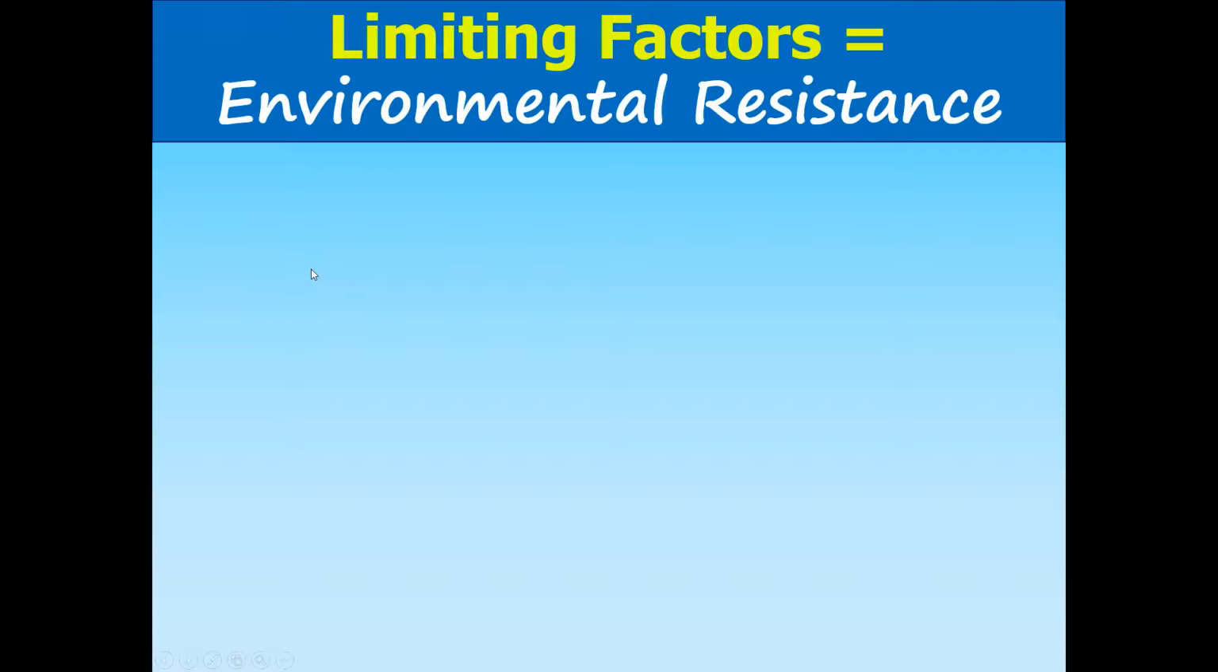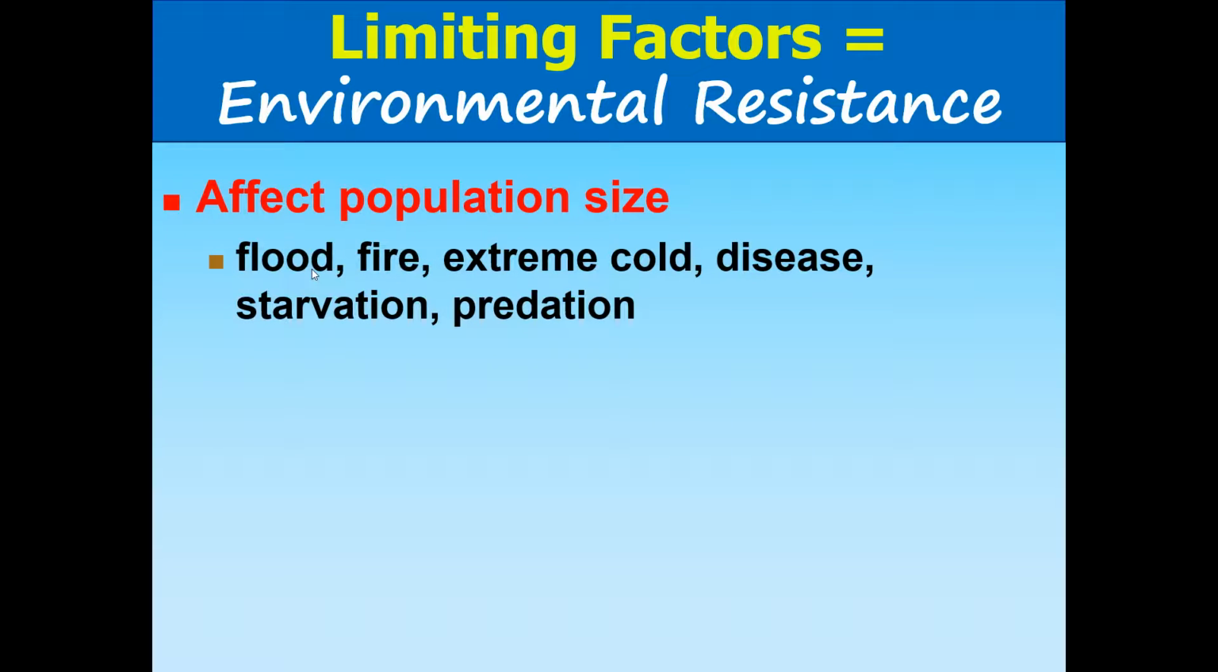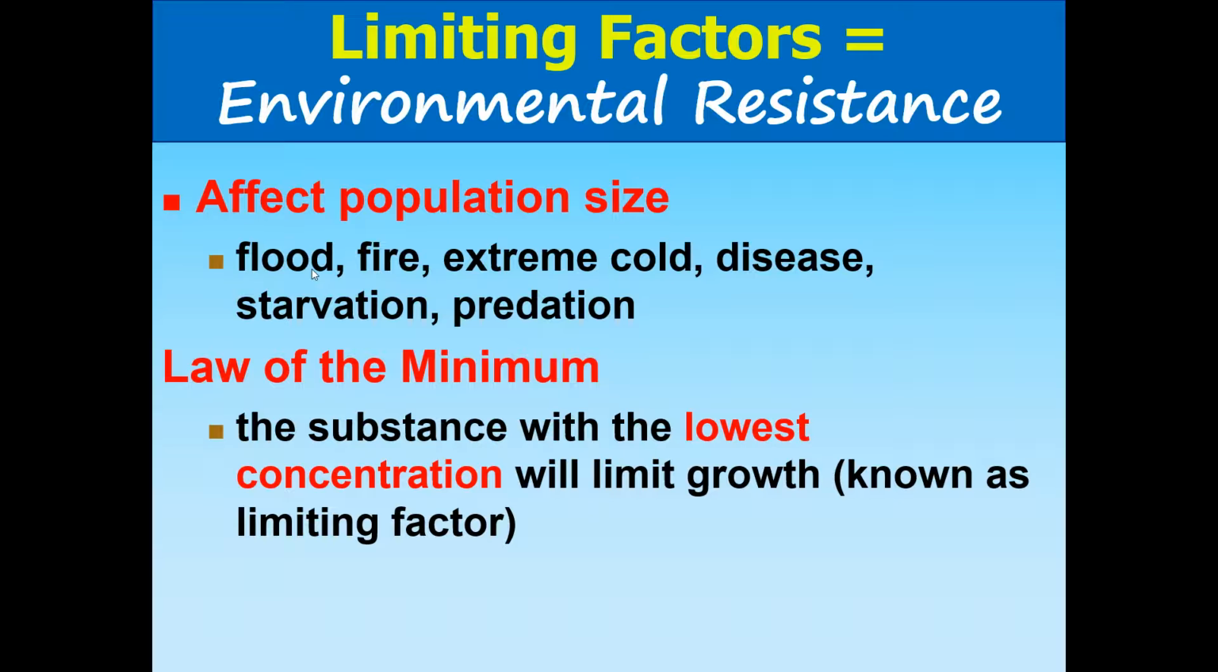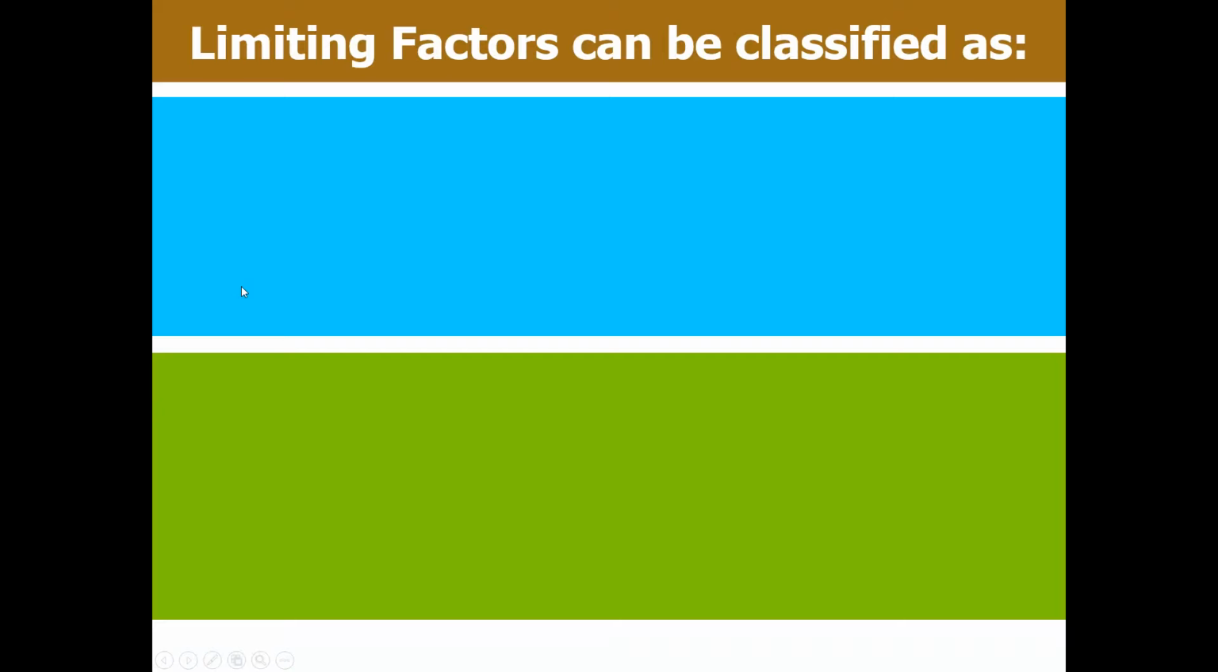Okay, limiting factors are the same thing as environmental resistance. They affect population size and include things like flood, fire, extreme cold, disease, starvation, and predation. The law of the minimum states that the substance with the lowest concentration will limit growth. This is known as the limiting factor. So let's say food one year. Food is limited, and so that would be the limiting factor.